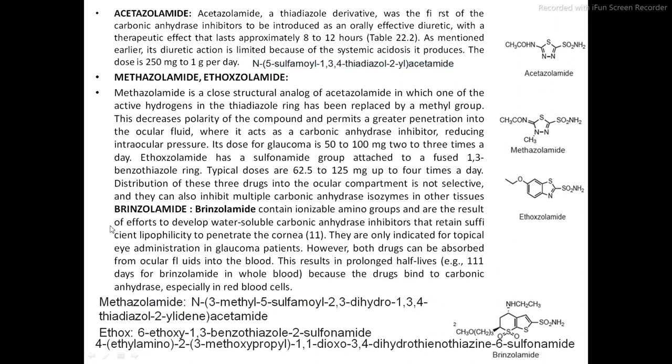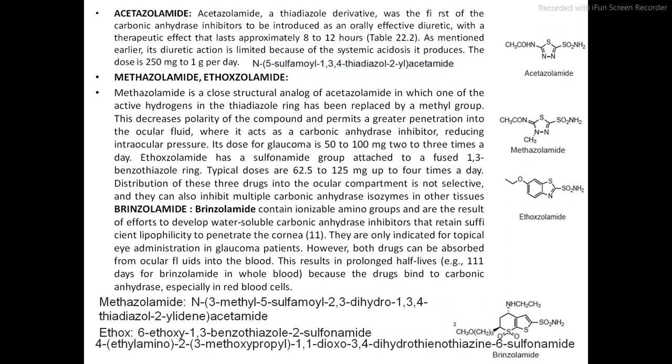Then the next one is brinzolamide. Now this is the structure of brinzolamide. So check out the structure properly, as the IUPAC nomenclature is fused with the structure. Brinzolamide contains ionizable amino groups, and is the result of efforts to develop water soluble carbonic anhydrase inhibitors that retain sufficient lipophilicity to penetrate the cornea.